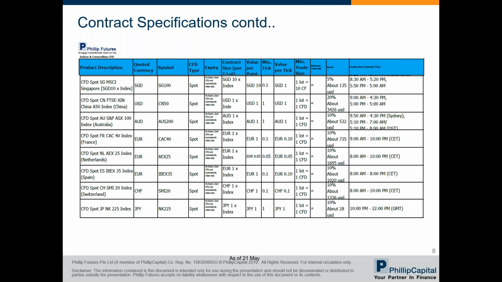The next 4 European indexes include France, Netherlands, Spain, and Switzerland. It's all $1 per point of the index. Margins are shown in the table. France CAC index is 735 US dollars. Netherlands AEX is 1,695 US dollars. Spain IBEX is 1,020 USD, and Switzerland SMI is 1,336 USD.